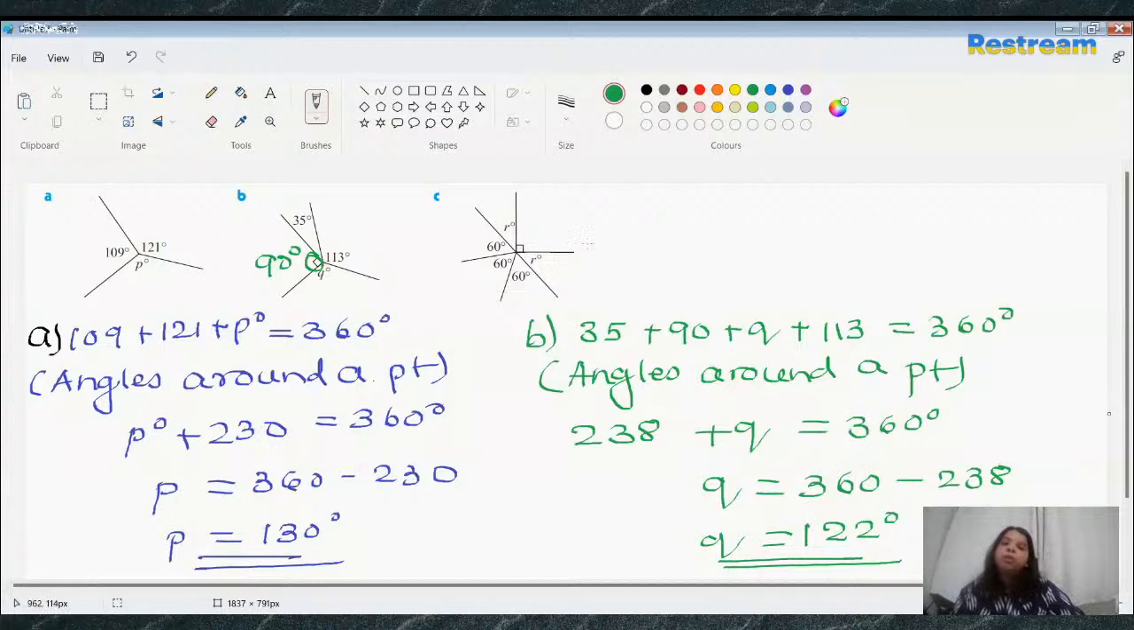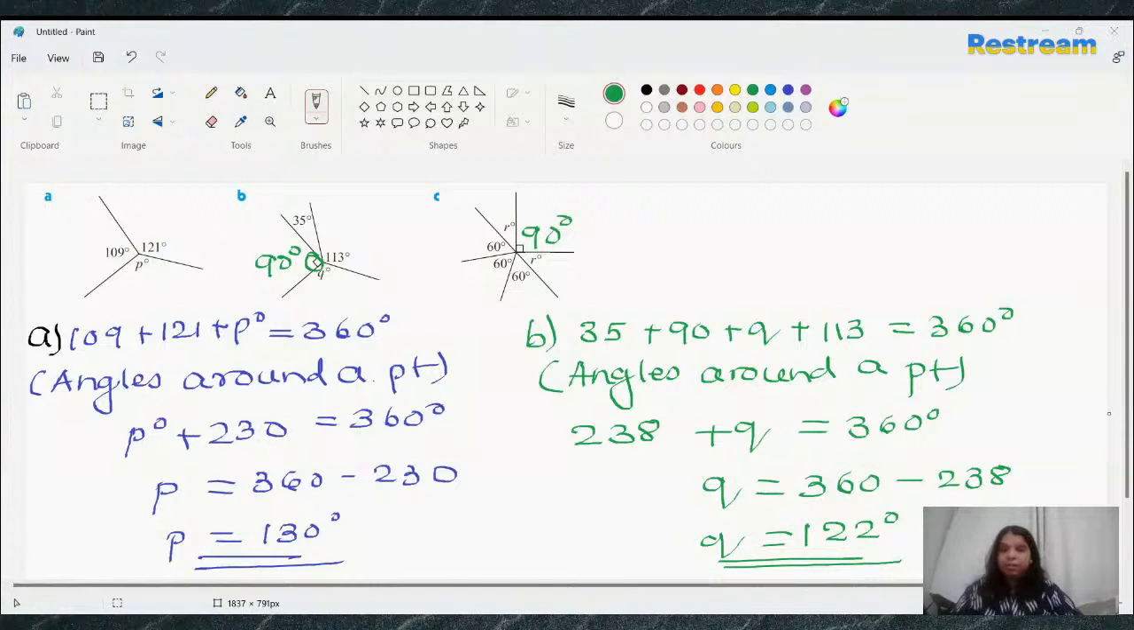So can you help me with question C? Let's see. So you know this angle again is 90 degrees. So go ahead and try it and tell me what will be the measure of angle R. Can we try that? Great.